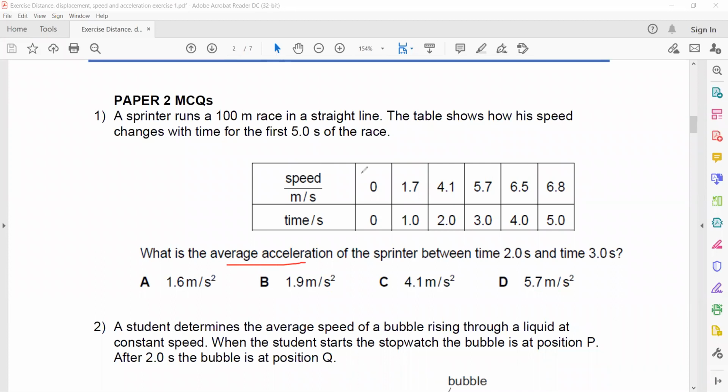So acceleration is the change in velocity from 2 seconds to 3 seconds. The formula to calculate the acceleration is the change in the velocity, or I can write v minus u, divided by t. At 2 seconds the speed is 4.1, and at 3 seconds the final speed is 5.7. So the difference in the speed, 5.7 minus 4.1, divided by the time interval. From 2 to 3 seconds the time interval is 1, so it equals 1.6 meter per second square. So A will be the right answer.